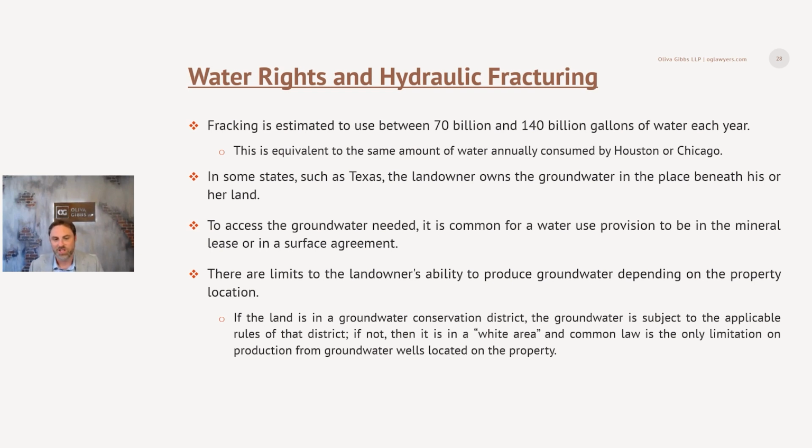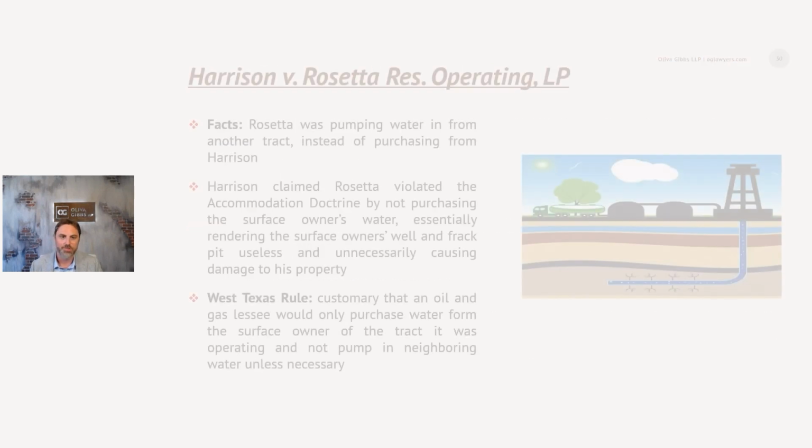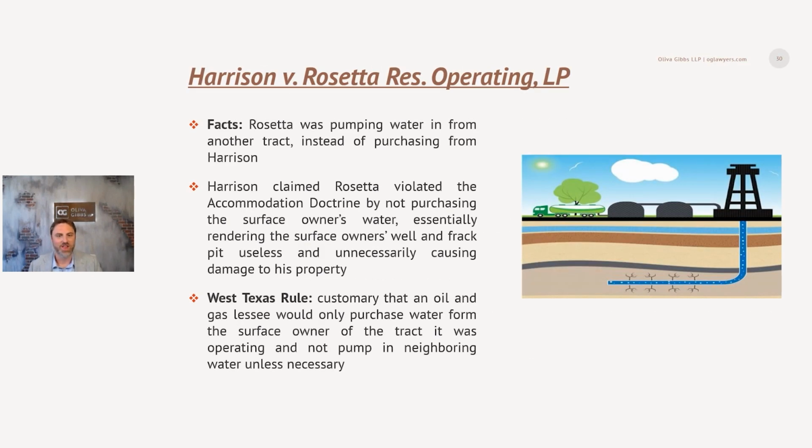And there are limits to the landowner's ability to produce groundwater depending on the property location. So this is the idea that you could be in a conservation district. If it's an aquifer or something like that, there could be other regulations in place that draw the outer boundaries of what you can agree to do when it comes to water usage. So now, and this is the last case I will talk about today, this brings us to the Harrison versus Rosetta Resources operating case. So in this case, Rosetta was pumping water in from another tract instead of purchasing from Harrison.